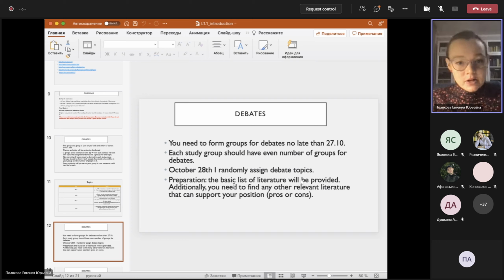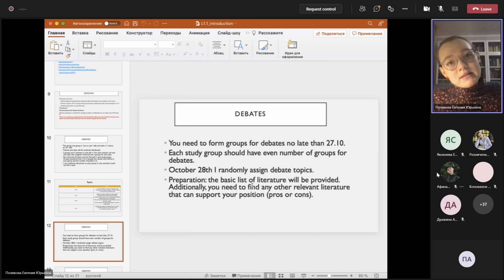So what about preparation? The basic list of literature, the names of the articles that can help, or maybe working papers and different analytical essays, usually from the OECD or World Bank, something like that, will be provided. I will provide the basic articles that can help you prepare for the debate, to find your arguments.